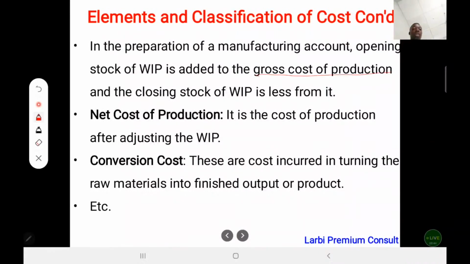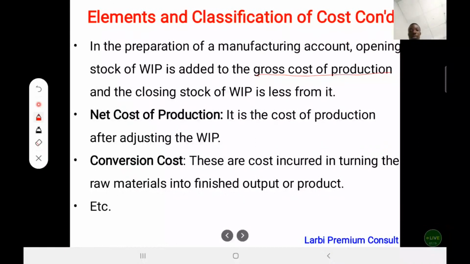Take note, if you have any opening work in progress, it is added back to your gross cost of production. But if there is any closing work in progress, you deduct it from the total of the gross cost of production plus the work in progress. I hope that is clear. That's how we treat the work in progress. If we have opening and closing, add opening to the gross cost of production, then you deduct your closing stock of work in progress from it.